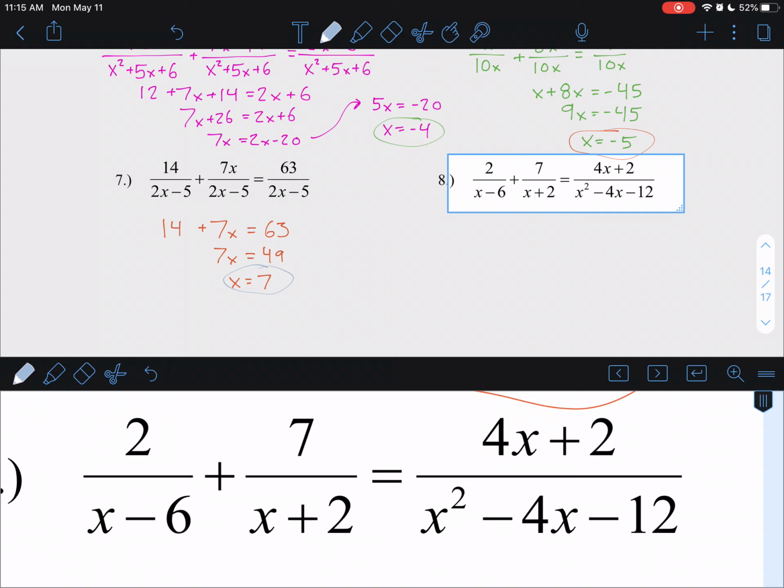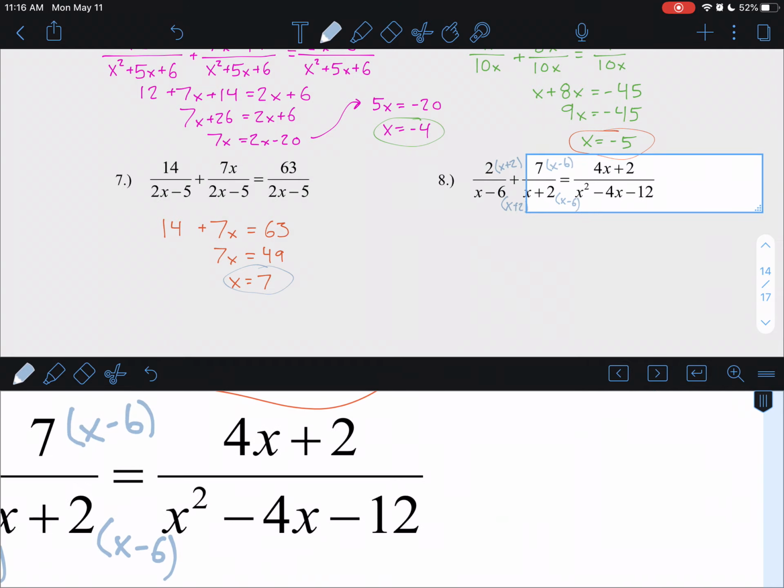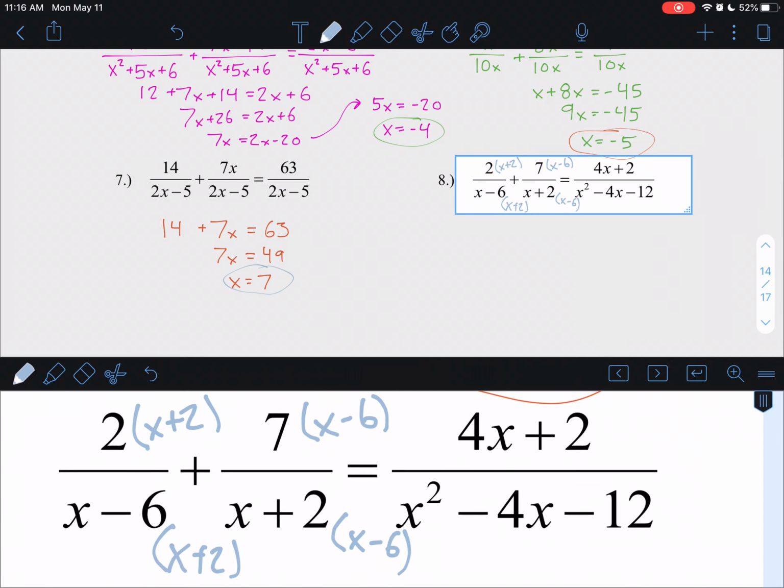Since it doesn't have the x plus 2, I just need to multiply it by that x plus 2. And same with this 7 over x plus 2. That is missing the x minus 6 aspect. So I'm going to have that x minus 6 multiplied by both the numerator and denominator there. And then I have the 4x plus 2 over x squared minus 4x minus 12. I don't have to do anything with that one. It already has the denominator we're looking for.